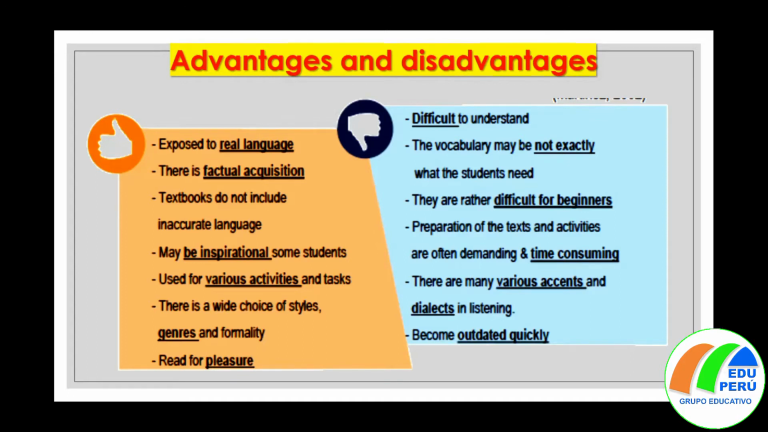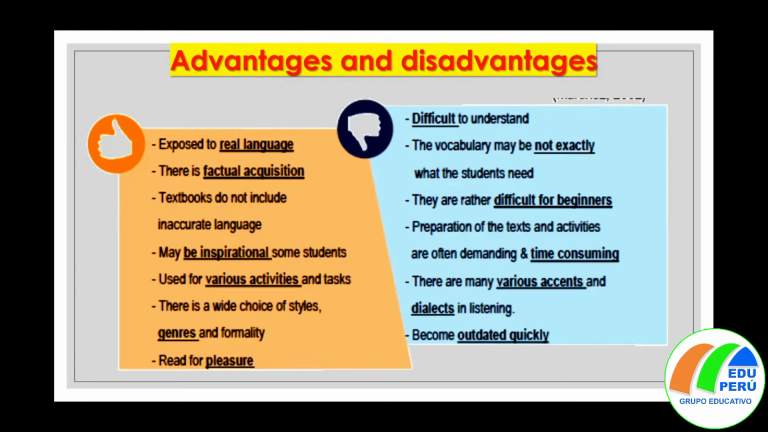Then there are many various accents and dialects in listening. As I told you before, we have different accents. The major ones are the American or British accent, but you could have the Jamaican, the South African, Canadian, the Australian, and so on. Inside the USA, you have different accents too. Inside the UK, you have different accents too. So what kind of accents are you going to make your students listen to? And the last one, become outdated quickly.